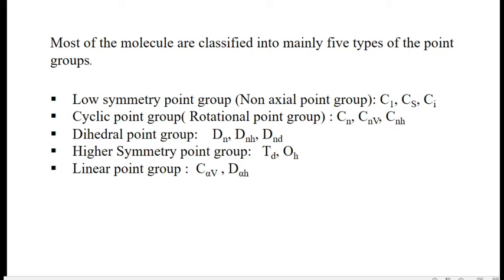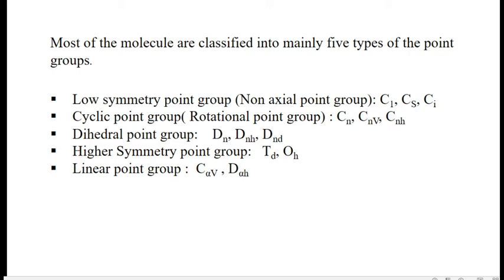Okay, low symmetry point group or non-axial point group. This type of point group of the molecule does not have any proper axis of rotation, right? And the molecules having C1, Cs and Ci belong to this type of point group. Okay, so second is the cyclic point group or the rotational point group.